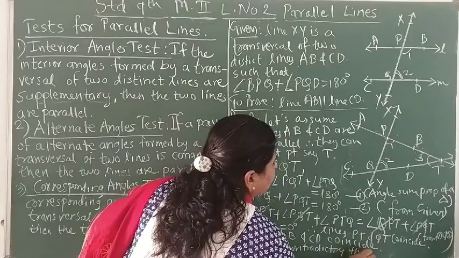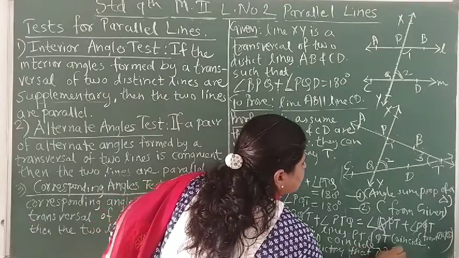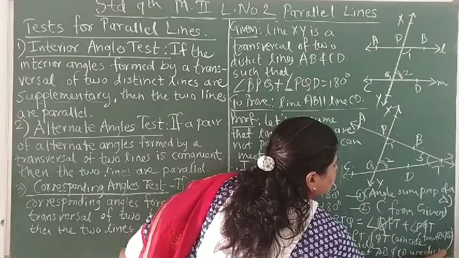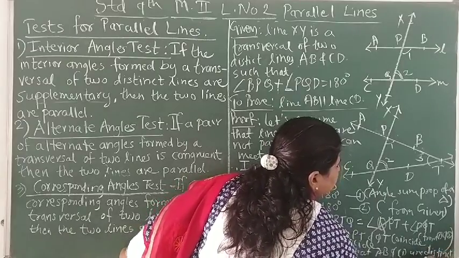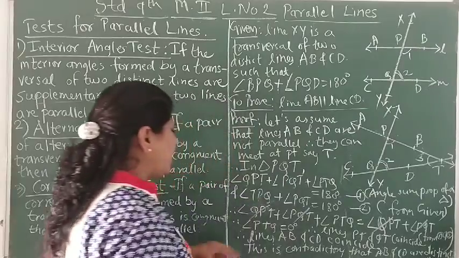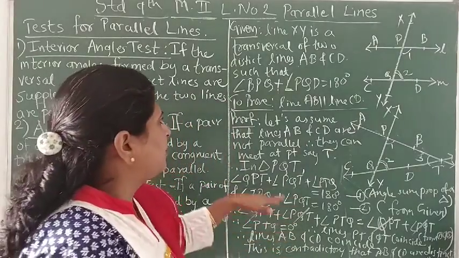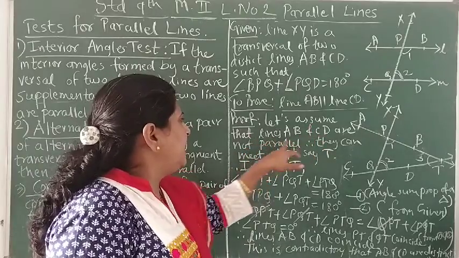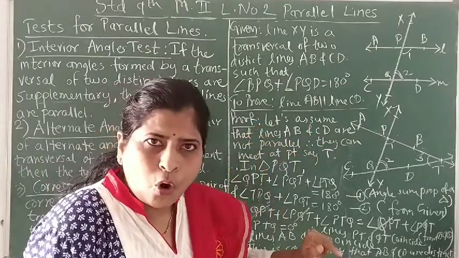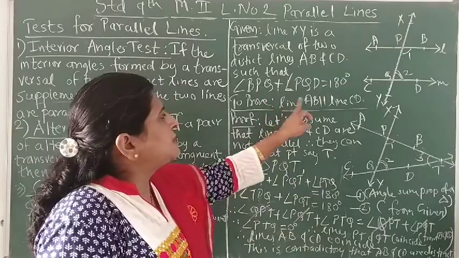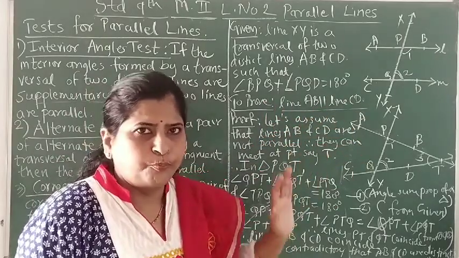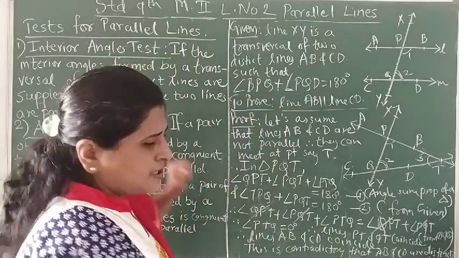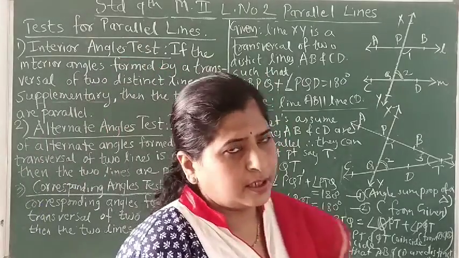This is contradictory, since AB and CD are distinct lines. As we have proved it's contradictory, afterwards you have to just write: therefore our assumption that AB and CD are not parallel is wrong. Therefore AB is parallel to CD is proved. Okay, so in this way we can prove that first test, the interior angle test.